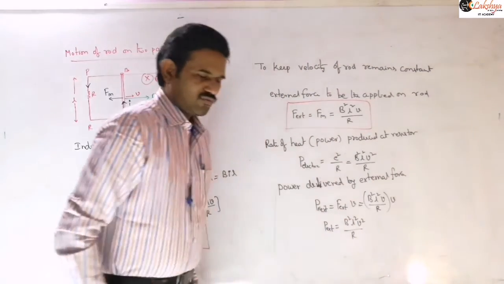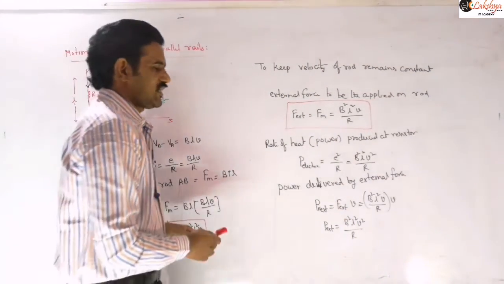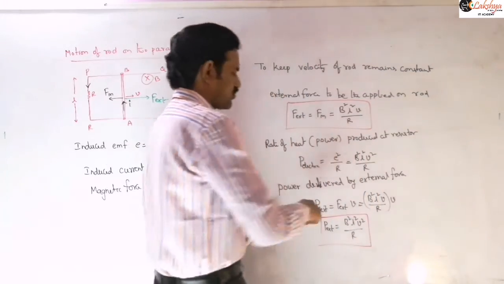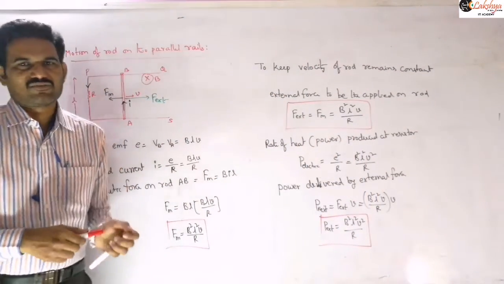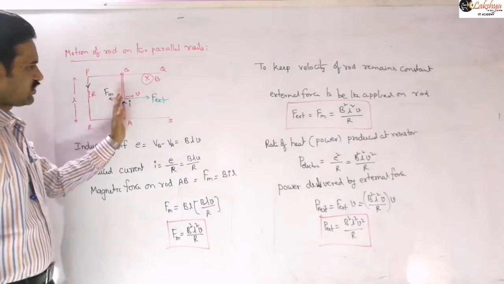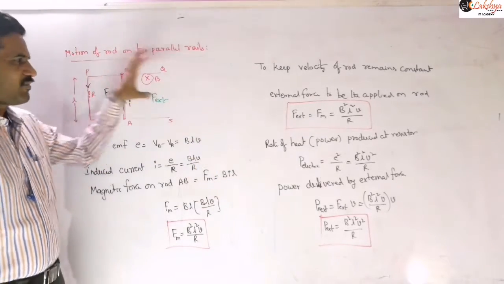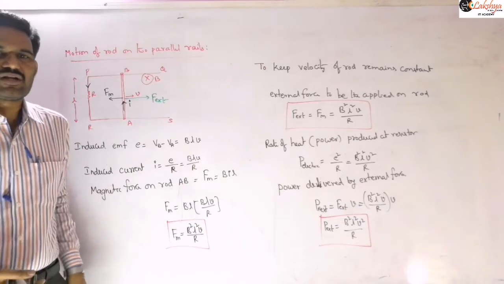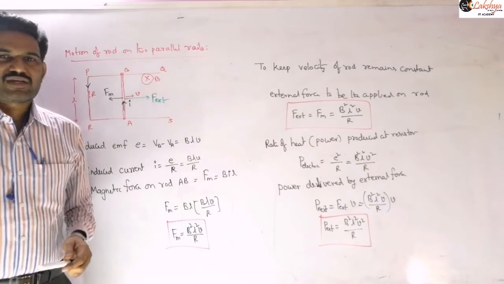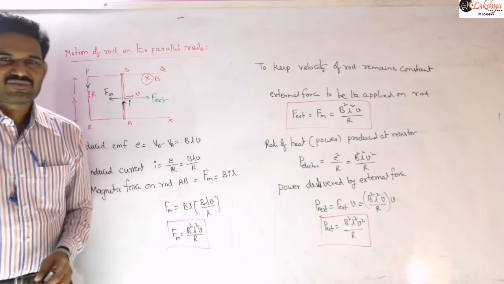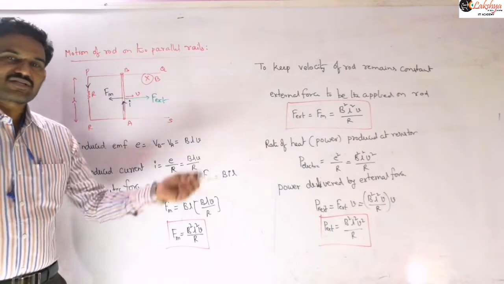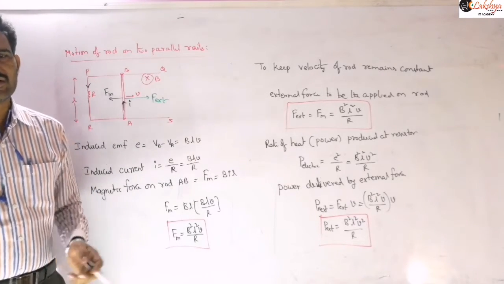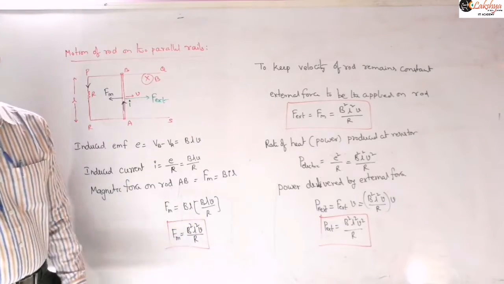Now we can observe that whatever external mechanical power is delivered to the rod, that same amount of power will appear as heat energy in that resistor. Whatever work is done, that same amount of energy appears as heat energy. So that is nothing but the conservation of mechanical energy in the case of EMI, which we already mentioned in Lenz law. Lenz law is based on the law of conservation of energy, so this is the proof of the law of conservation of energy.